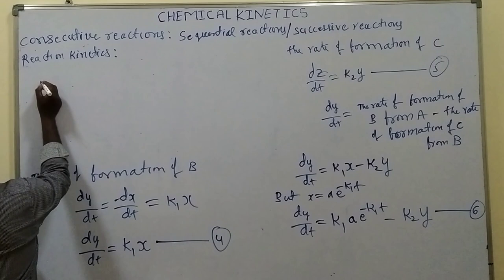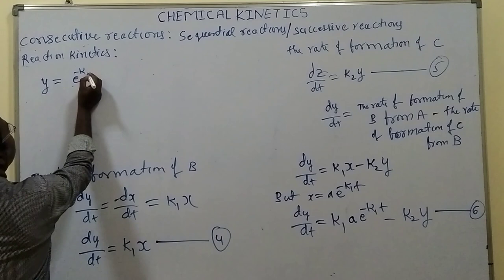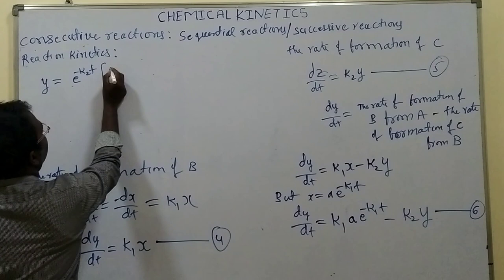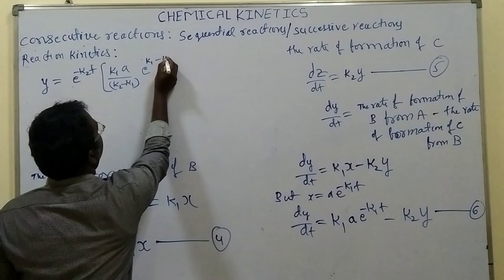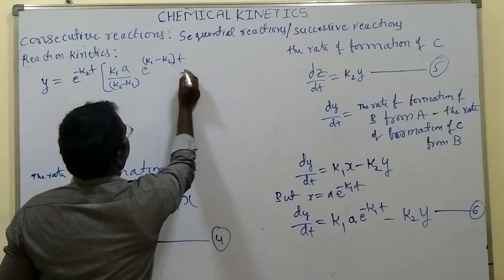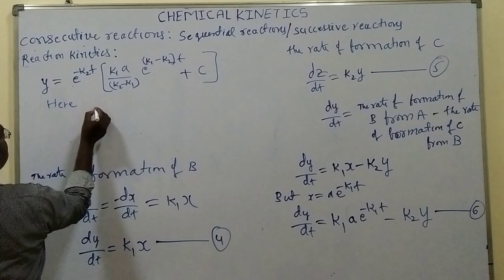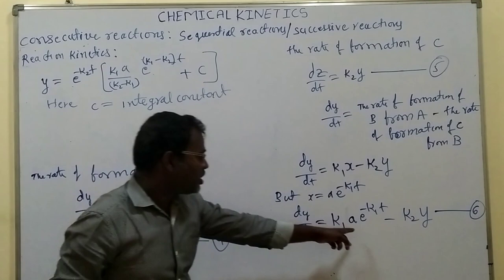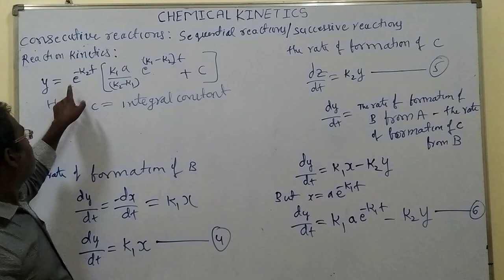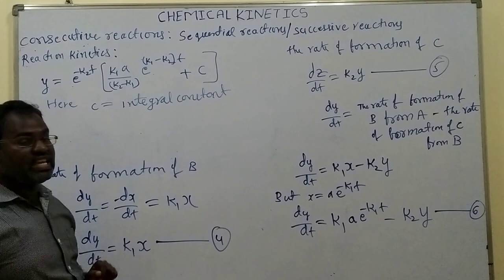It is simply y is equal to e to the power minus k2t into k1a by k2 minus k1 into e to the power k1 minus k2 into t plus c. So here c is equal to the integral constant. Equation 6 is the first order linear differential equation, and its solution is like this. This is the final solution of the first order linear differential equation. This is the y value.